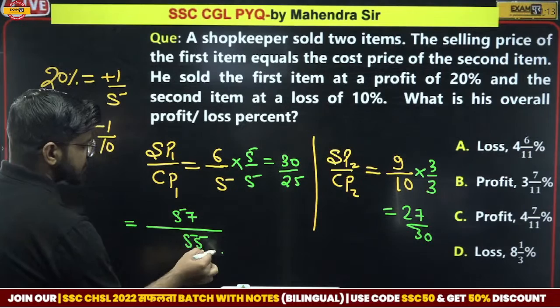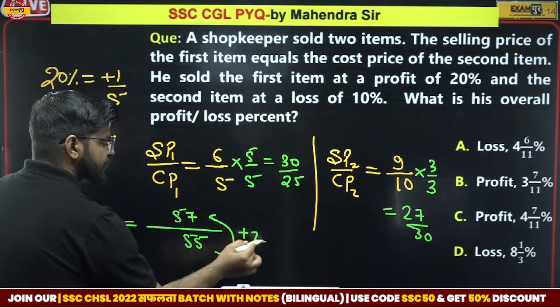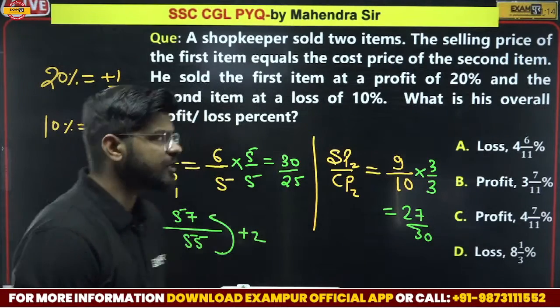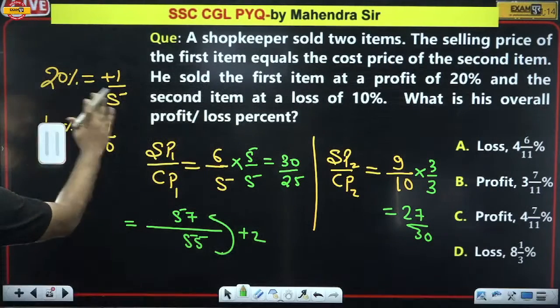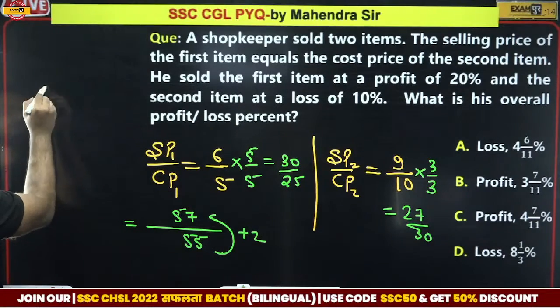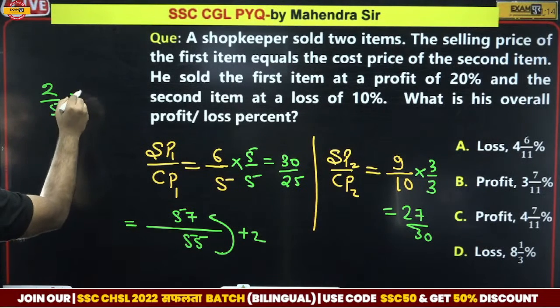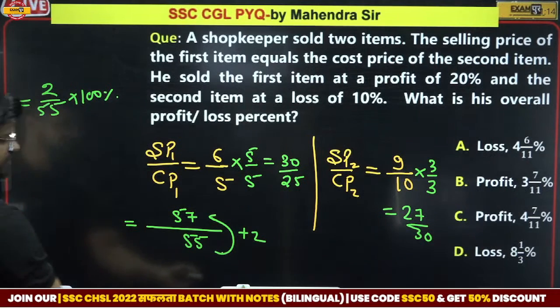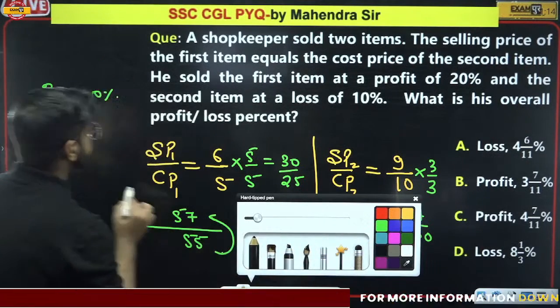So what is the question saying? How much profit? We are getting 2 profit on 55. So what is the overall profit? It is 2 by 55 into 100%.